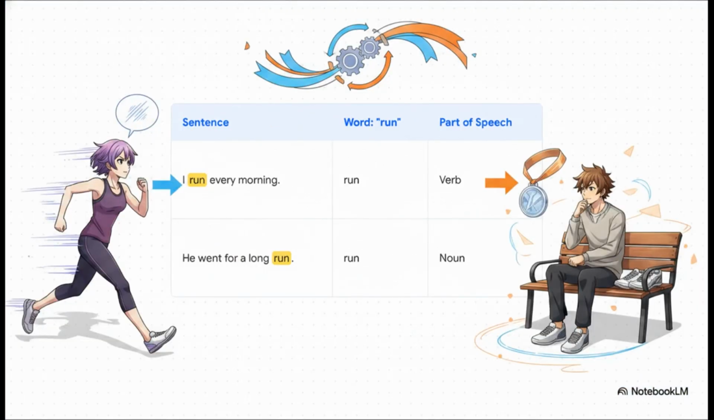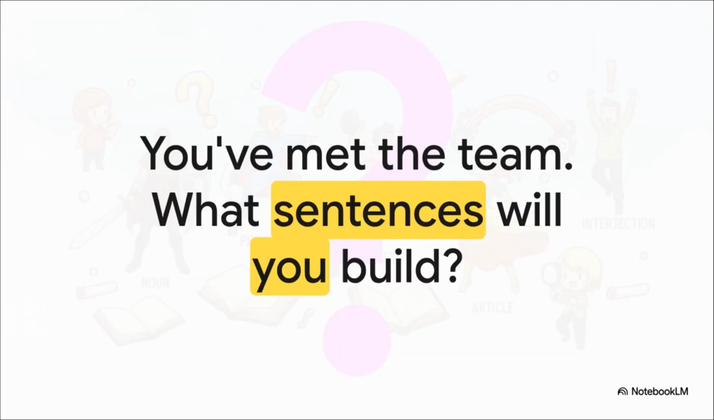And this brings us to a fascinating idea called functional shift. Check out the word run. In the sentence, I run every morning, it's clearly a verb. It's an action. But what about he went for a long run? Now run is a thing, which makes it a noun. Same word, 2 totally different jobs. This proves that a word's part of speech depends entirely on how it's used in the sentence. It's all about context.